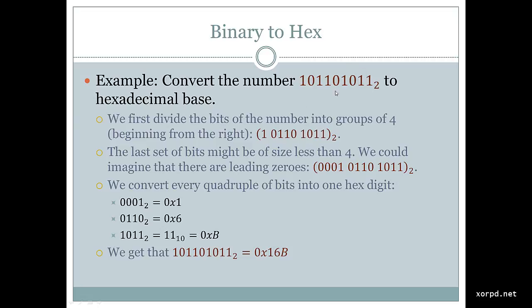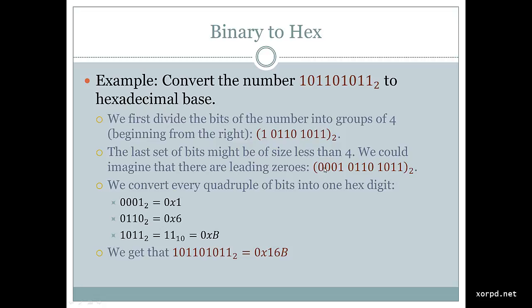For this number, for example, the number of digits is not divisible by 4, so we have this first quadruple and the second one, and we have this last bit, 1, which is alone. This could happen. The last set of bits might be of size less than 4. Therefore, we could imagine that there are leading zeros. We could just fill in zeros from the beginning.